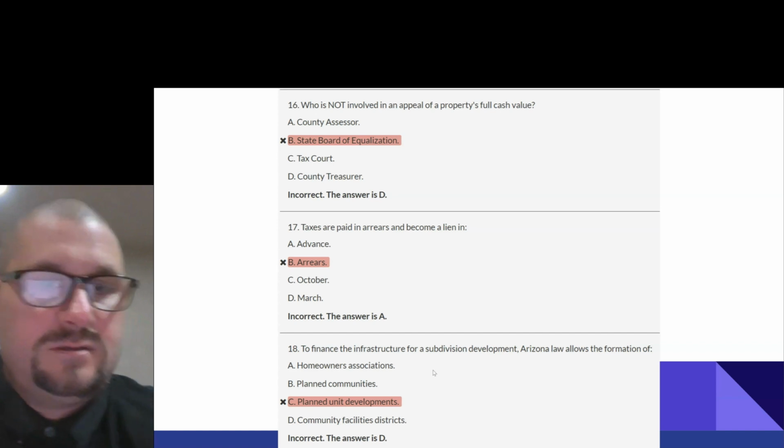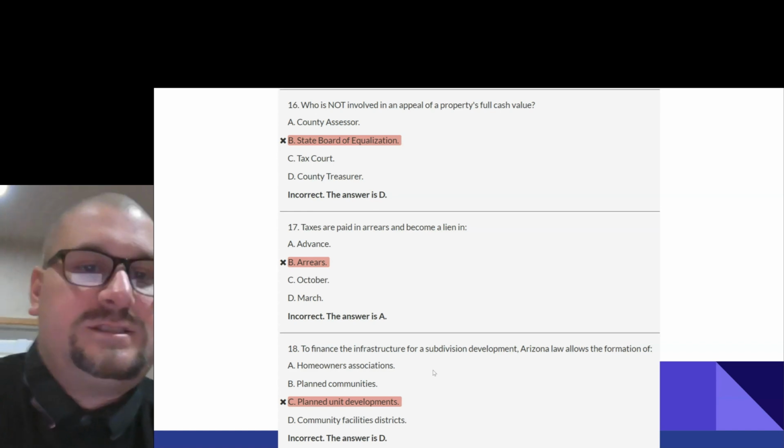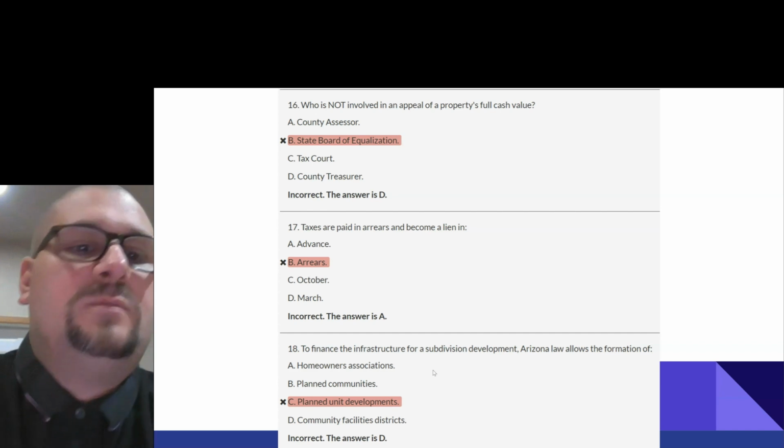Taxes are paid in arrears and become a lien in advance. So taxes are paid in arrears and become a lien in advance. A, they become a lien in arrears? No. October? No. March? No.